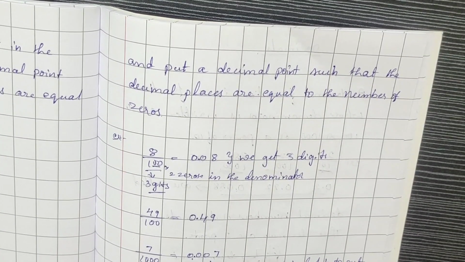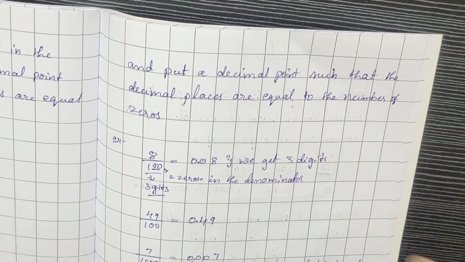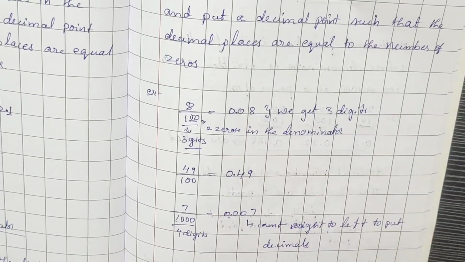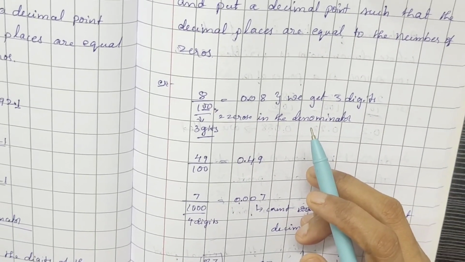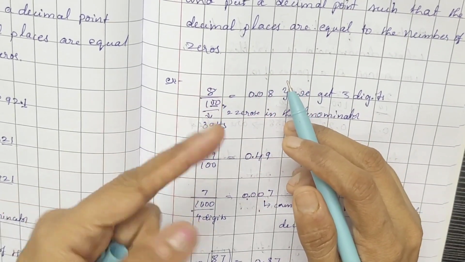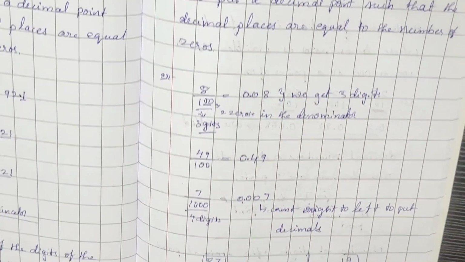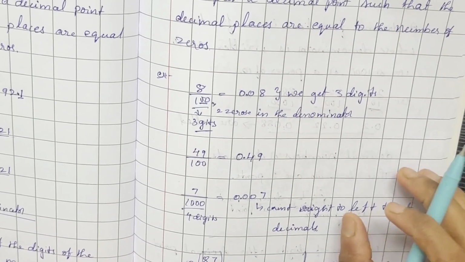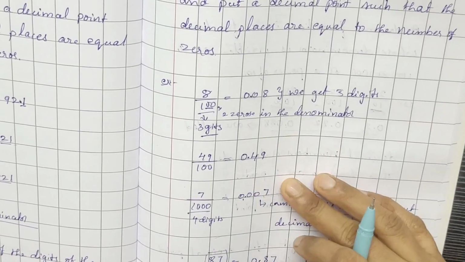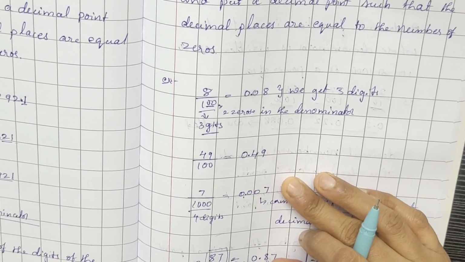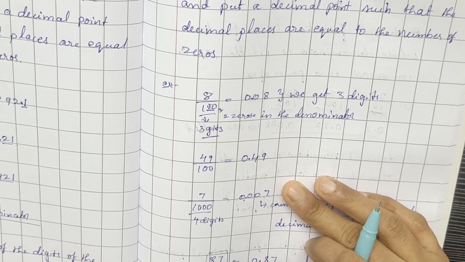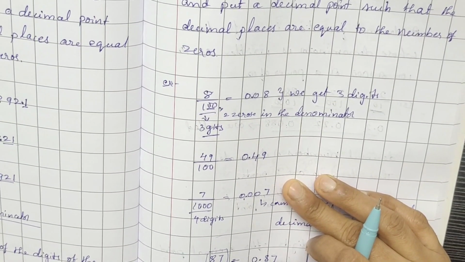I hope you understood, right? I'll explain it to you through an example. Give the example 8 by 100. Here the numerator is less than the denominator. The denominator is greater here. So first step, put zeros in front of the digits of the numerator to get as many digits in the numerator as in the denominator.